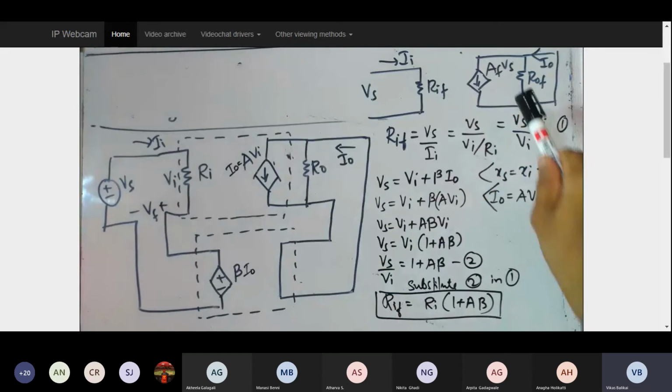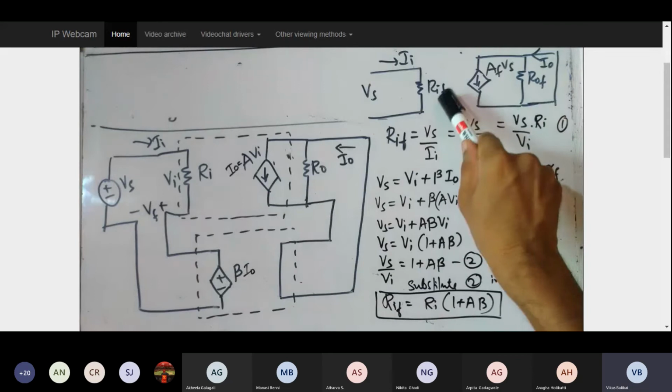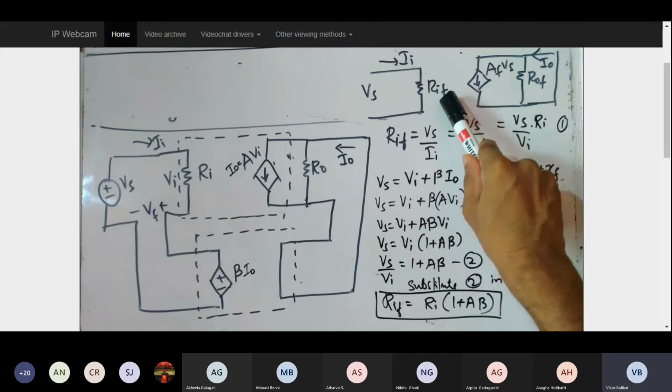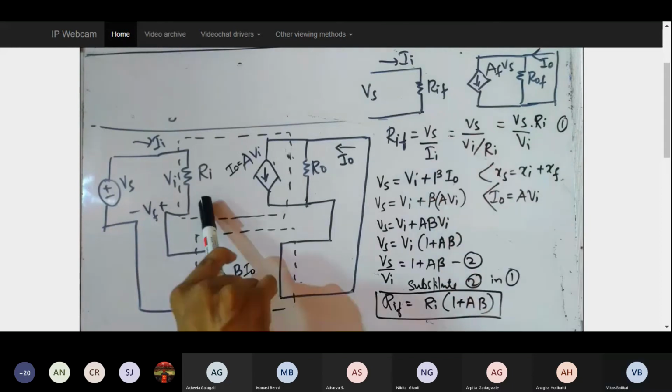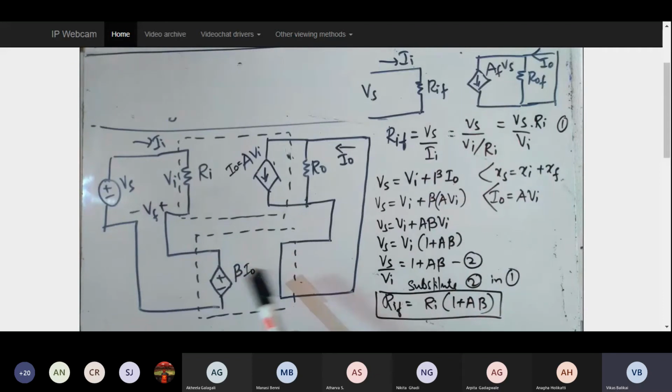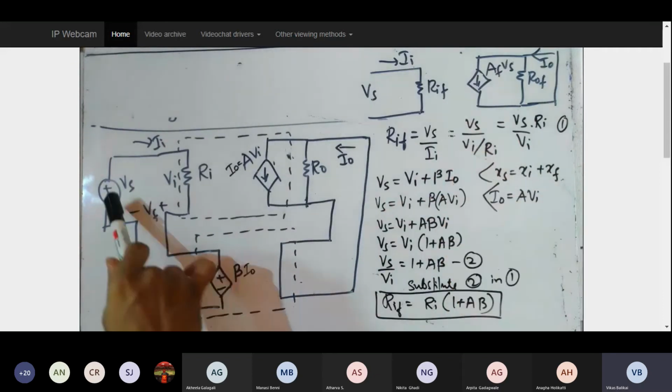After this, just look at this equivalent circuit. RIF, how I have written it: VS upon II. This is very, very important. Once I have written this, then again come back over here and look into this circuit and try to solve this. VS anyhow is constant, or it is the main input voltage that cannot be changed, so I'll keep it as it is.